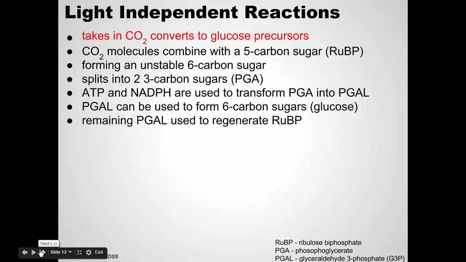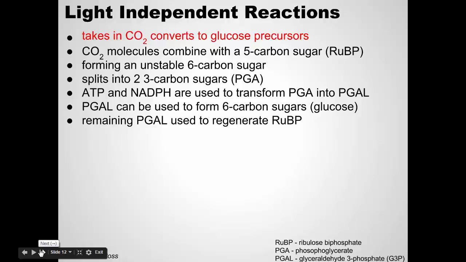The steps are as follows: a carbon dioxide molecule combines with a 5-carbon sugar called ribulose bisphosphate, RuBP. That forms a 6-carbon sugar, but it's unstable and basically immediately breaks down into two 3-carbon sugars called phosphoglycerate, PGA. ATP and NADPH are used to transform PGA into another molecule called G3P, glyceraldehyde 3-phosphate.